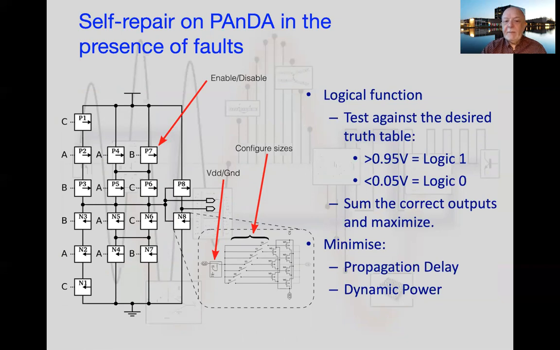So rather than being related to variability, this one's related to fault tolerance. So if you've got faults on your FPGA, or in this case in your PAnDA, look, this is what we've just seen. This is a combinational block with P-type and N-type transistors. And remembering each transistor is made up of our configurable transistor.